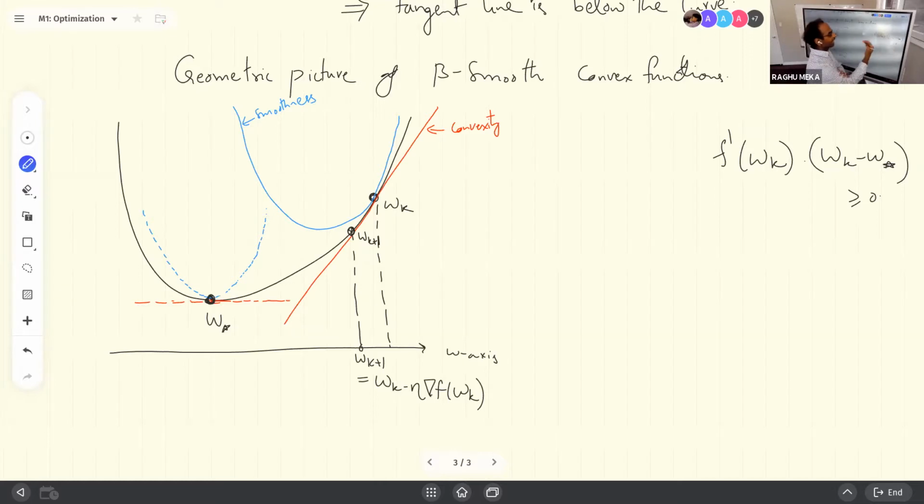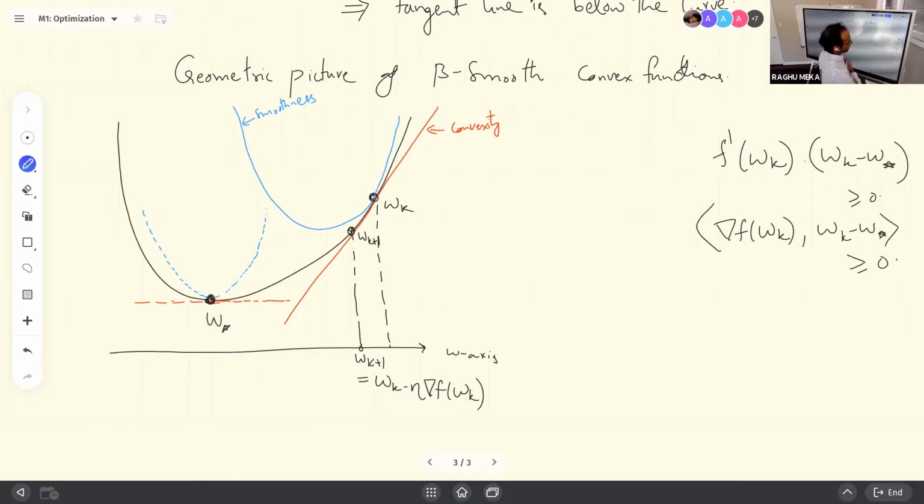So what would be the high-dimensional analog of this? Any guesses? Gradient. Right, so the high-dimensional analog would just be that if I take the gradient and replace with the inner product, I want this to be greater than or equal to 0. Right? Because that will tell me something about how much the gradient points towards Wk minus W star. Okay?